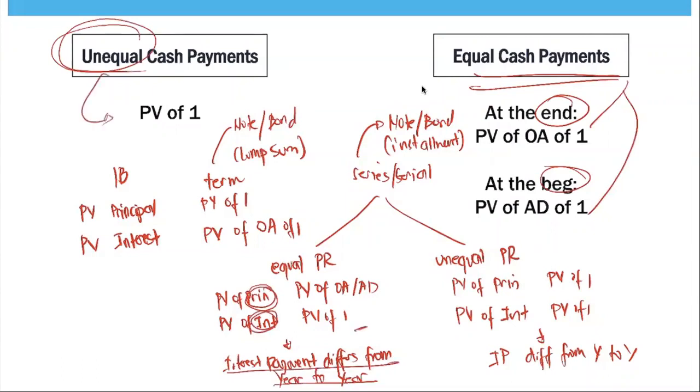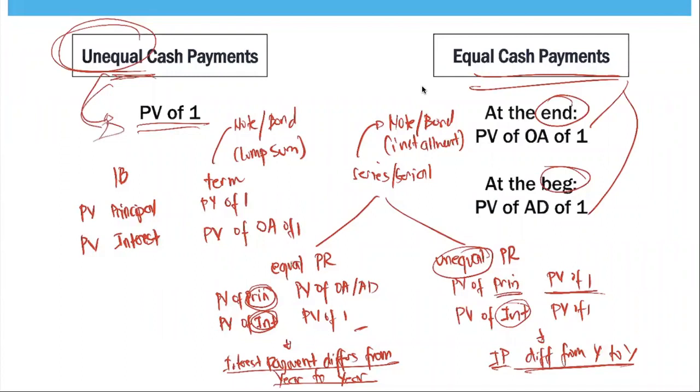Next, unequal principal repayment. Since your principal is unequal as to payments, what present value factor will you use for unequal cash payments again? PV of 1. That's why here we use PV of 1. Next, for PV of interest, we say your interest payment differs from year to year because it is dependent on your principal. Since your interest will differ from year to year, it means we have unequal cash payments. We use PV of 1.